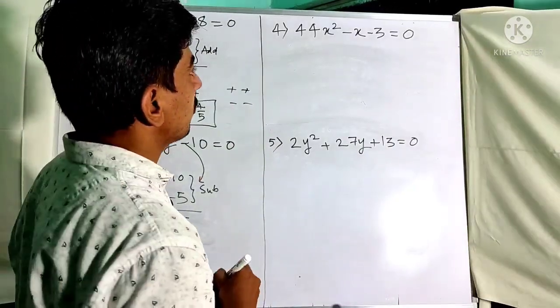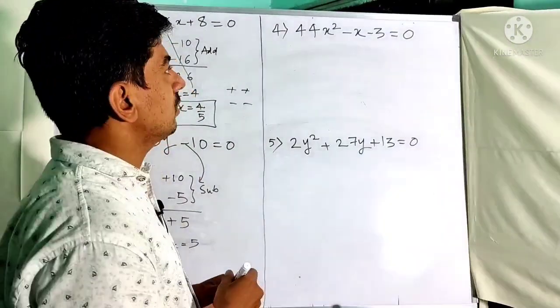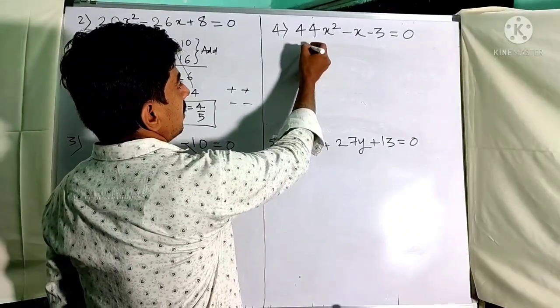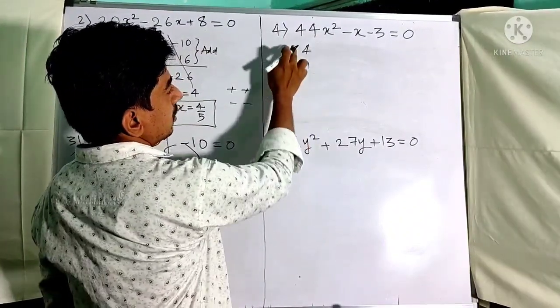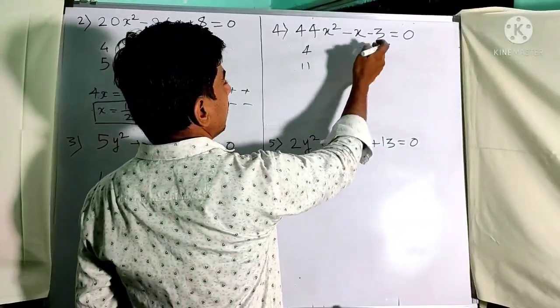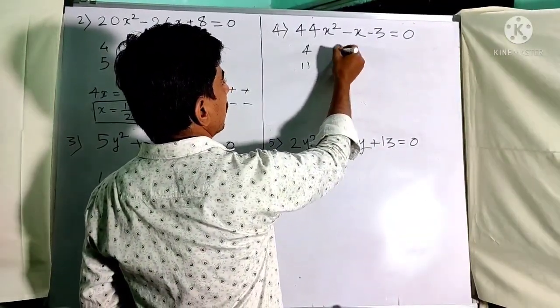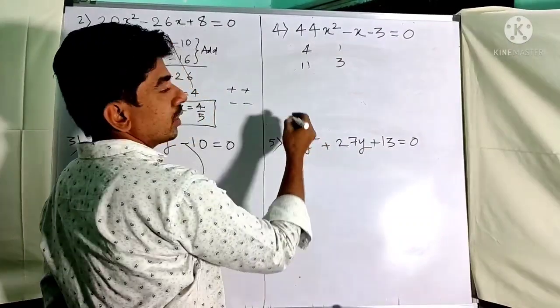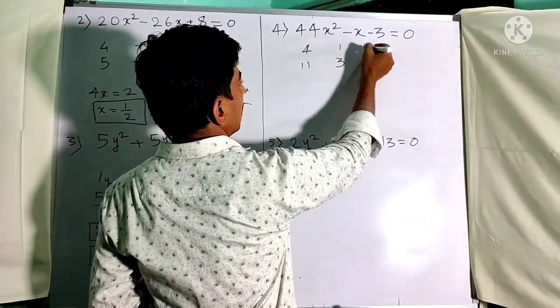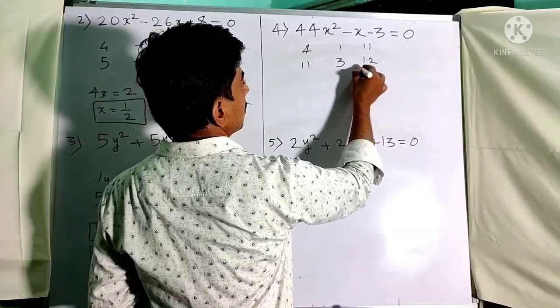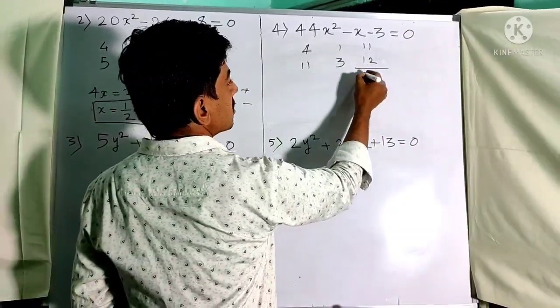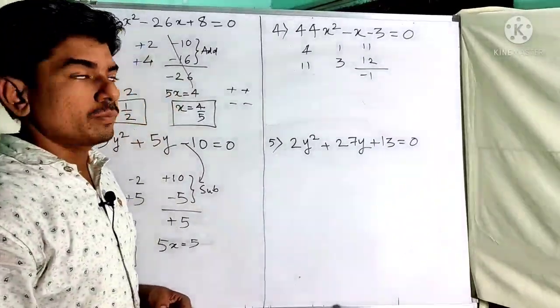Further, next question is 4x square minus x minus 3 equal to 0. First step is find the factors of the term a. The factors will be 4 into 1, and then the factors of 3, 1 into 3. Then cross multiply, you get here 1 and 4 threes are 12. You need the answer as minus 1, which is the middle term.